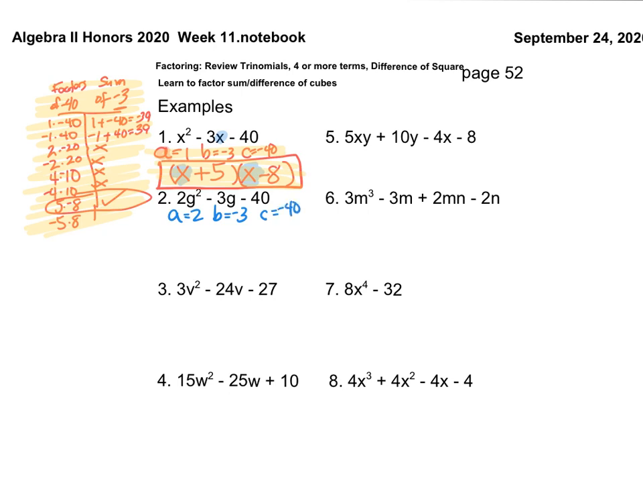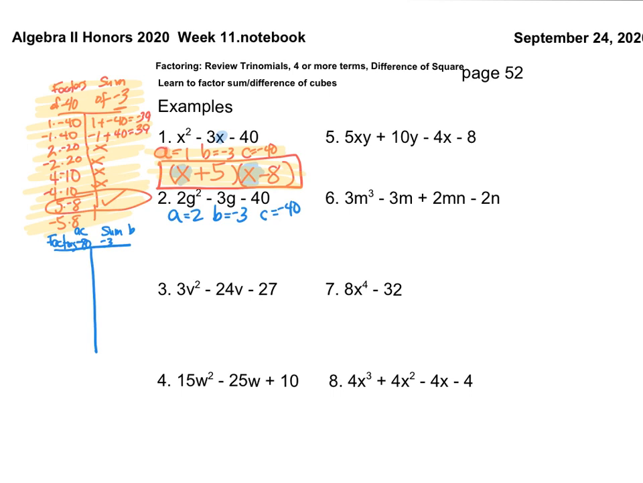The next thing I'm going to do is make my chart over here on the side. I want factors of a times c. A times c, 2 times negative 40, is negative 80. And I want a sum of b. b is negative 3. Factors of negative 80 that'll give me a sum of negative 3.